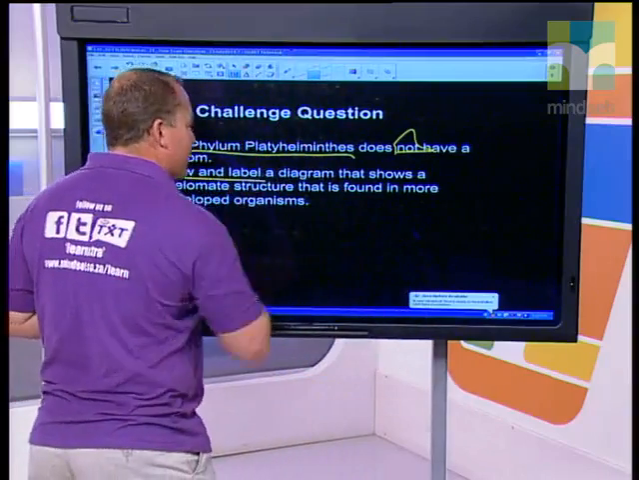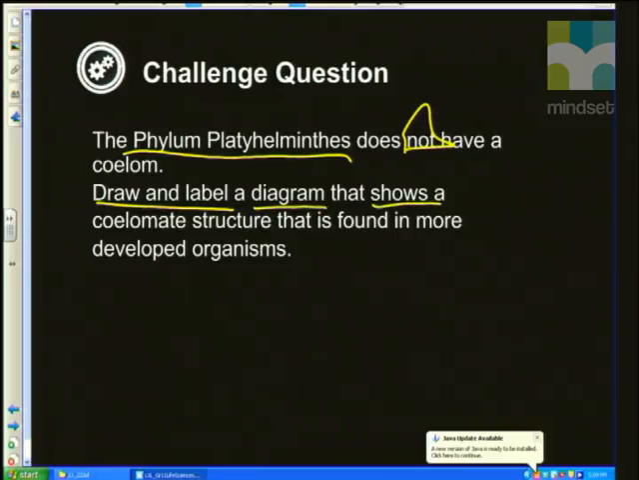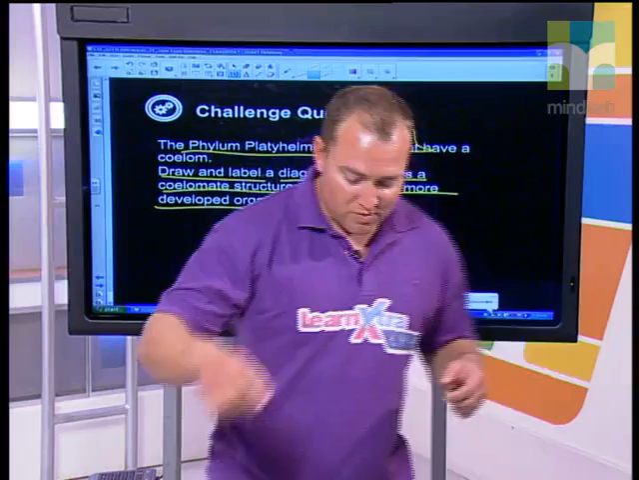What I want you to do is draw and label a diagram that shows a coelomate structure that is found in more developed organisms. So remember, Platyhelminthes has got a specific thing. I want something that's a bit more advanced. So that is a challenge question. Let's see what you guys can come up with.